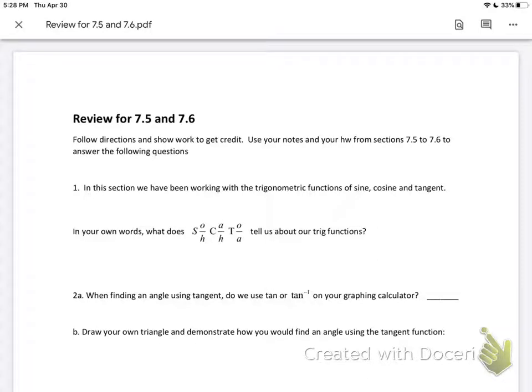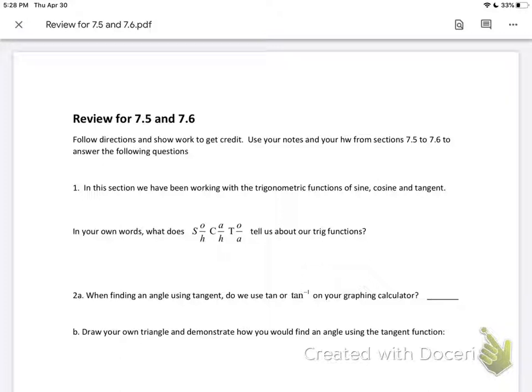Okay, in this video we're going to go over the review for 7.5. So in this section we've been working with trigonometric functions of sine, cosine, and tan. Okay, so you want to say sine, cosine, and tan or tangent.